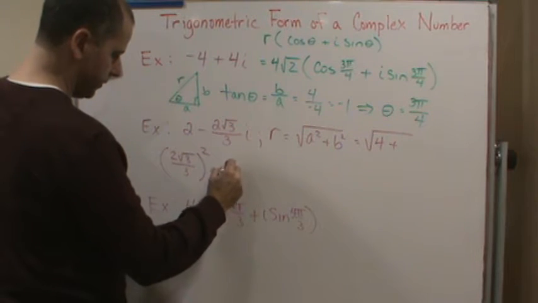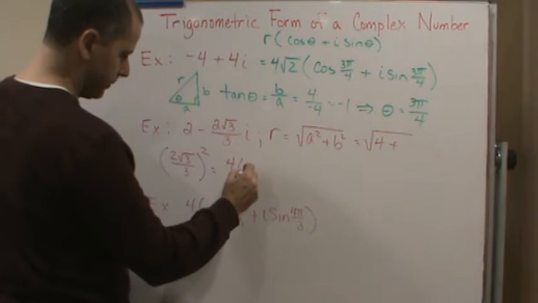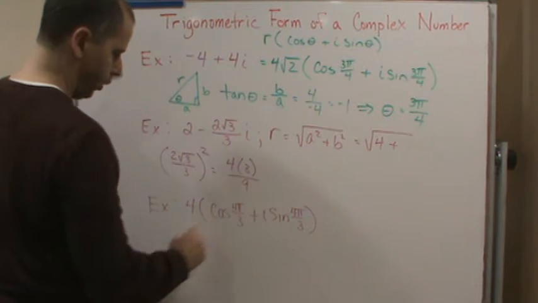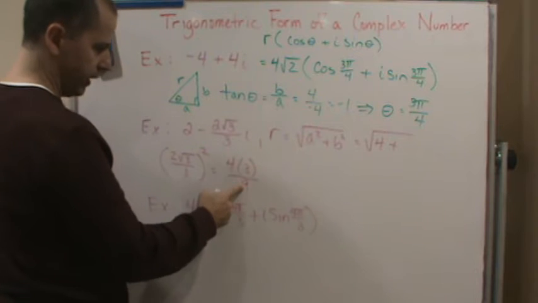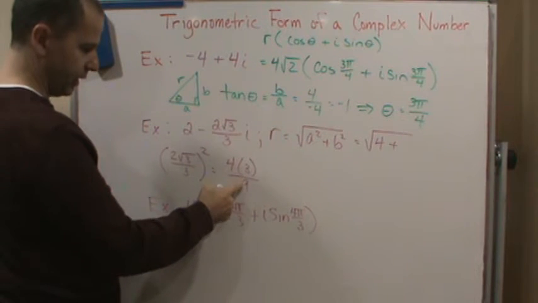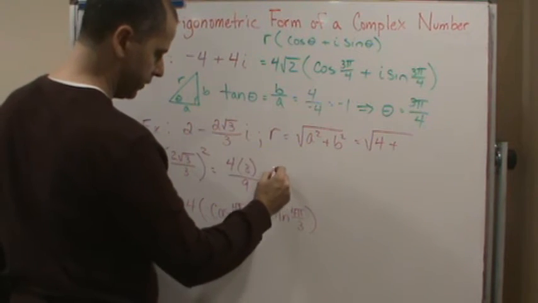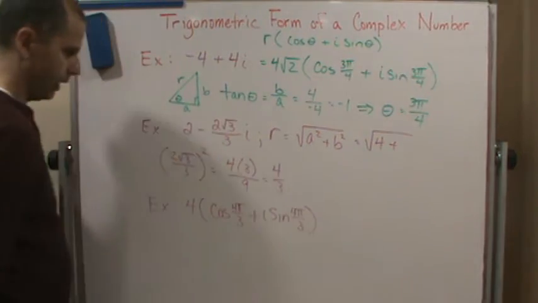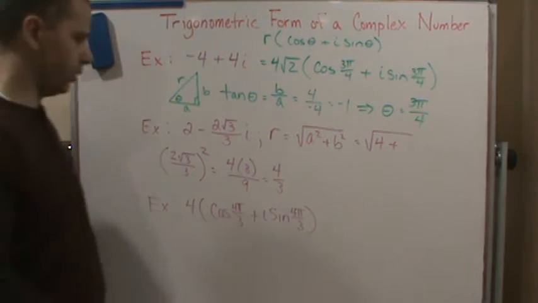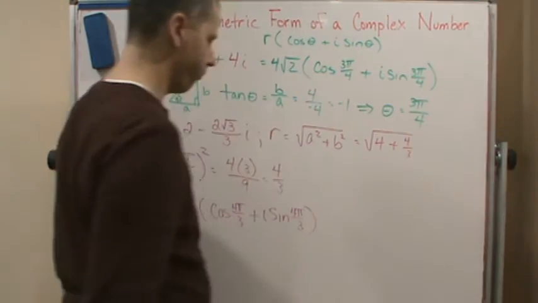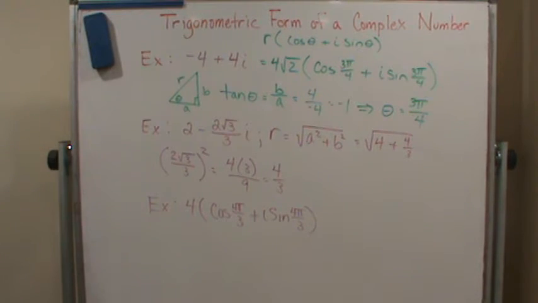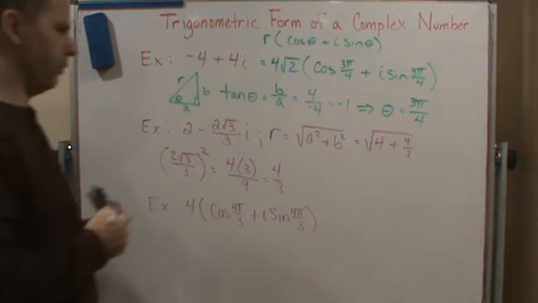So this is going to give us 4 times 3 over 9. Which then this 3 is going to cancel with, this is 3 squared, right? So this is going to cancel with this 3, so this is going to give us 4/3. And so that's R. Or excuse me, that's this part right here, 4/3. Okay. So now we simplify this.